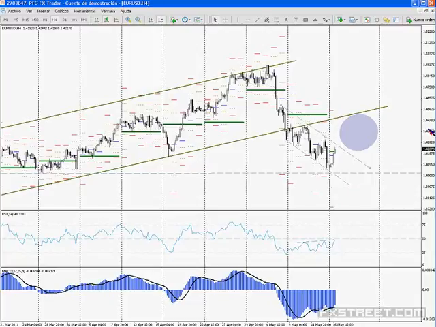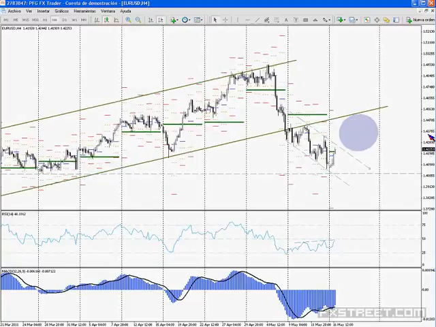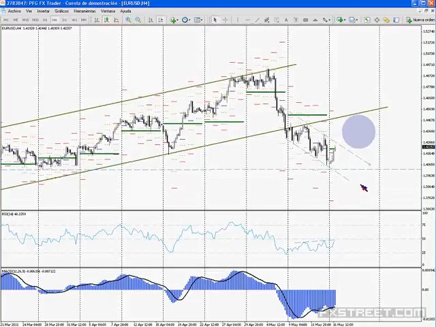But as for new commitments, a breakout of a channel in the direction of the channel itself is obviously a more risky attempt, since we have already a trend in that direction, and so any retracement could be a change in that intermediate trend, which is right now to the downside.